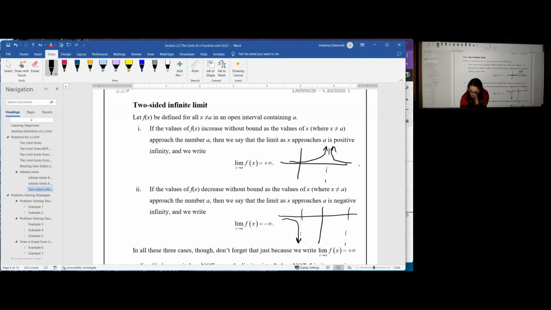This one goes down, this one goes down, goes down, goes down. Right? Again, we're only going to write that the two-sided limit approaches negative infinity if it approaches negative infinity on both sides of the location of the vertical asymptote. Still, that means it does not exist. Infinity is not a finite real number.